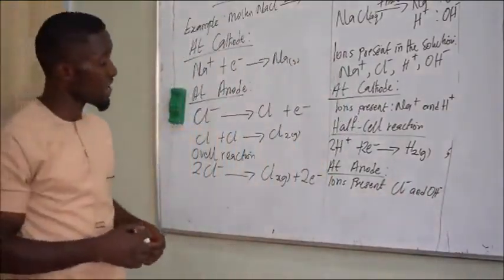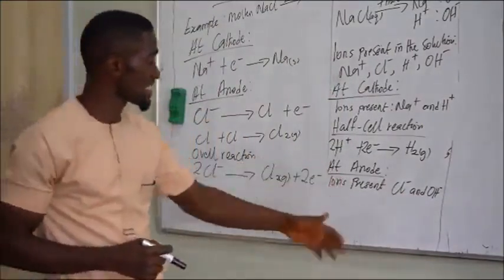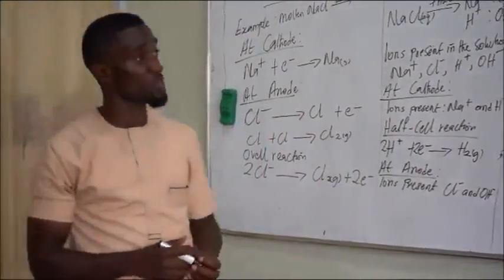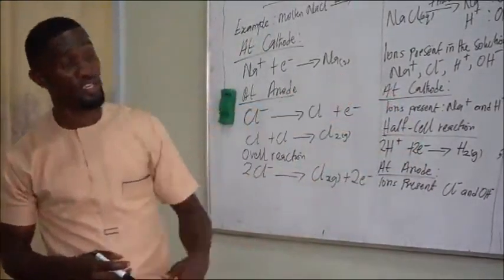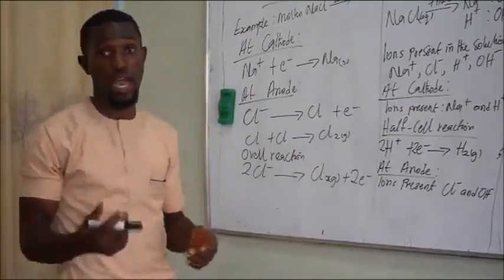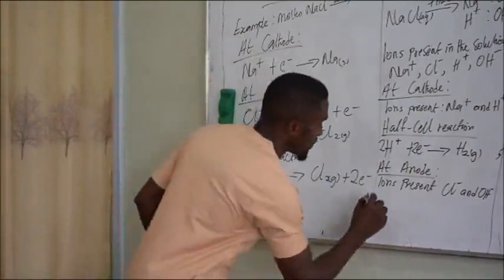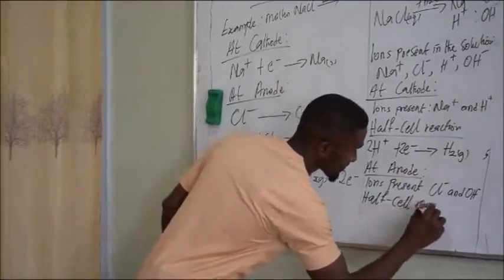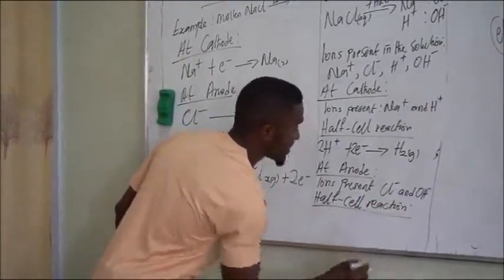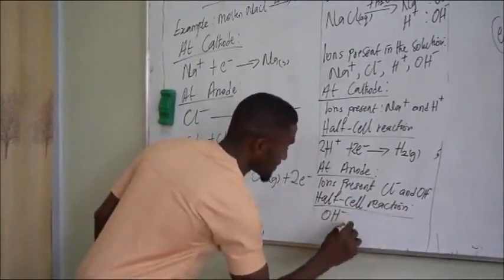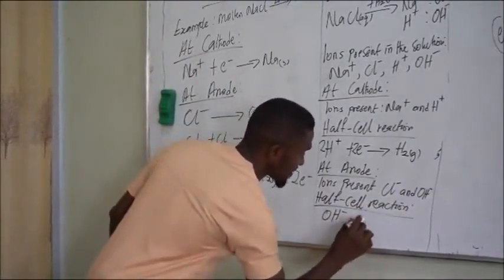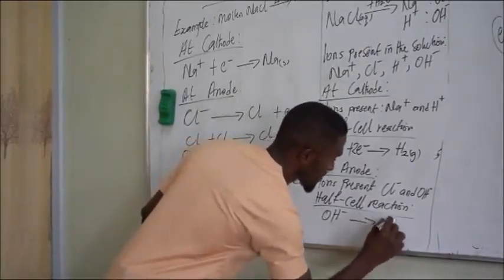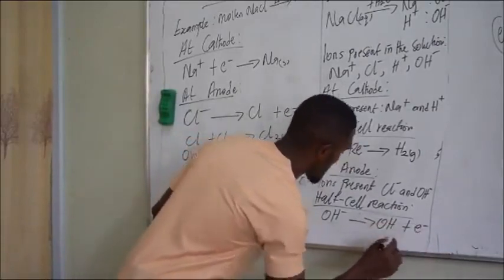So, which of these ions will be preferentially discharged at the anode? So we go over to the electrochemical series. We look at the positions of the two ions. You can observe that the hydroxyl ion is lower in the electrochemical series than the chloride ion. Therefore, the hydroxyl ion will be preferentially discharged. So the half cell reaction is the hydroxyl ion loses an electron and it is aqueous.